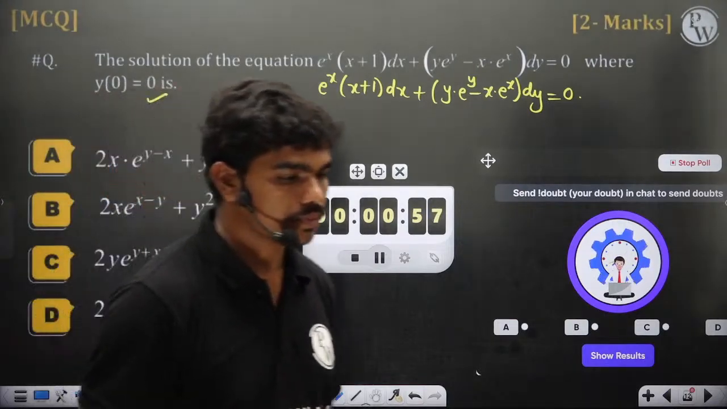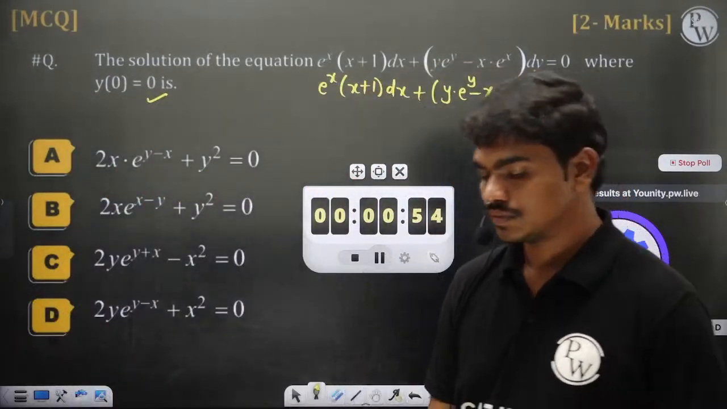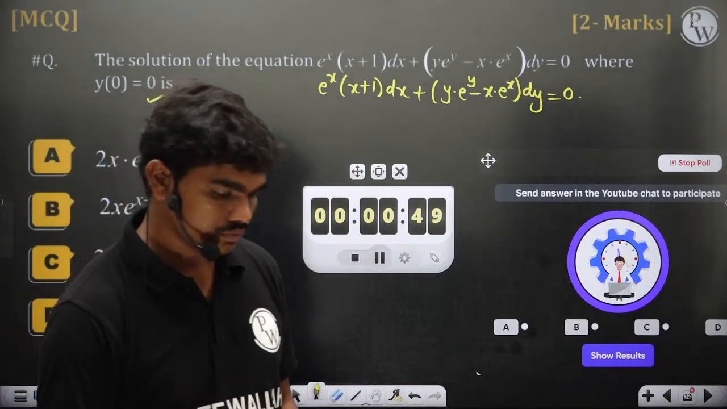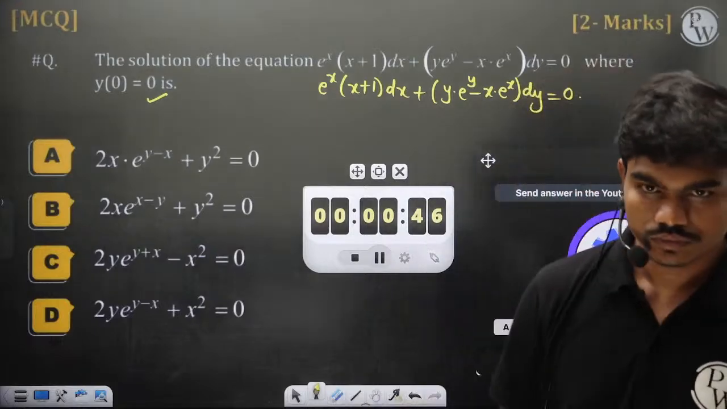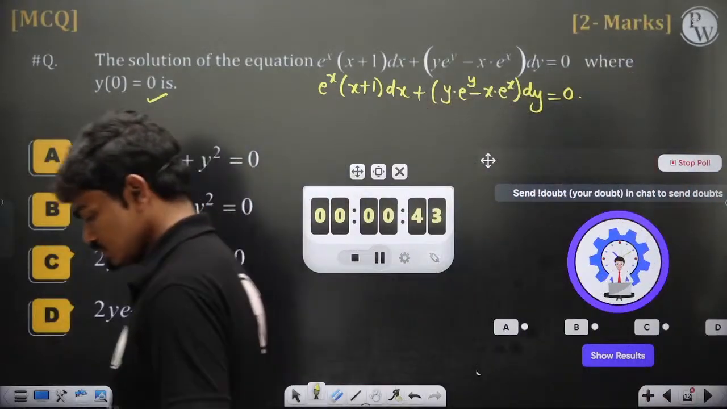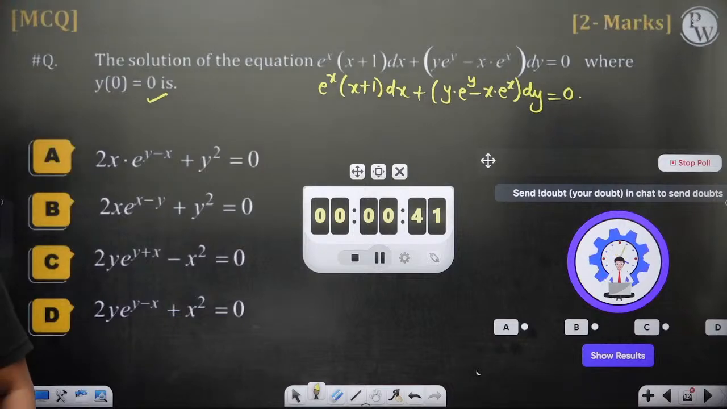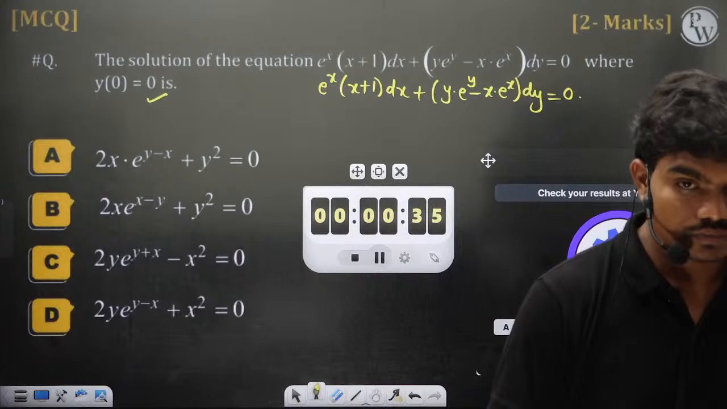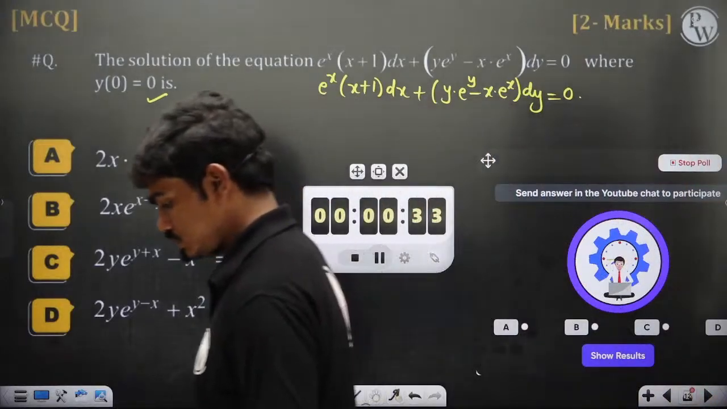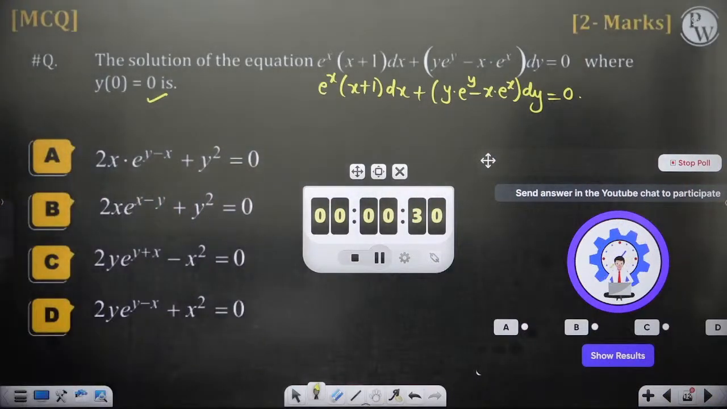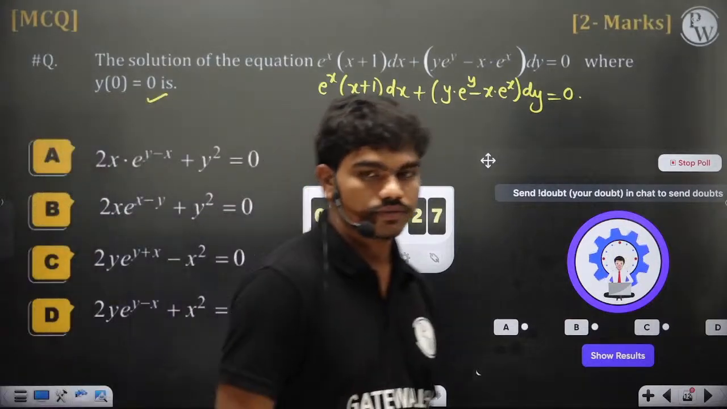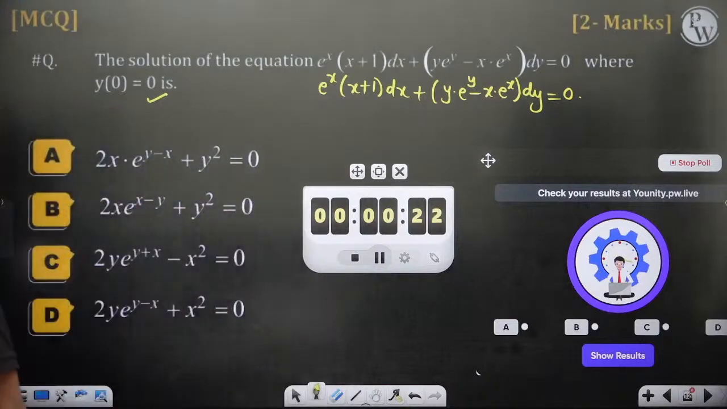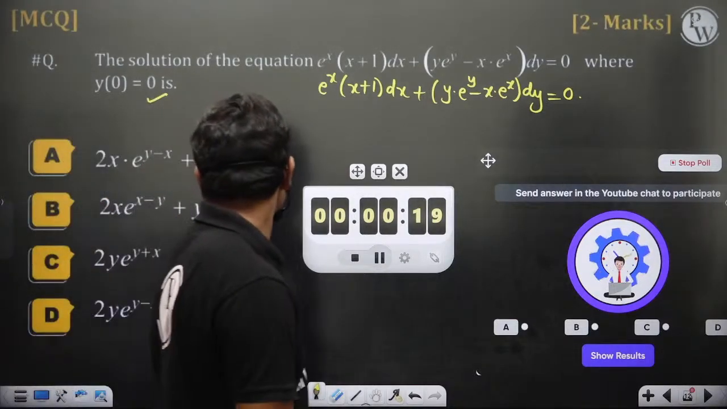Last 1 minute. Last 30 seconds. Come on, type, think faster. C. Okay, all of you want to solve C. Go for C.